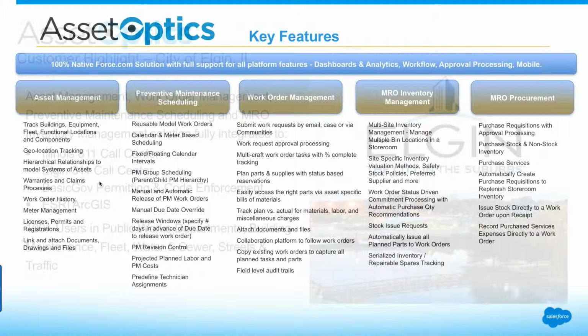I'm not going to go through every one of these bullet point by bullet point, but hit some of the key pieces. Within our preventive maintenance scheduling solution, we give you the ability to create a reusable model work order, and think of that as essentially a pre-planned work order, otherwise known as job plans. Those job plans can be linked to assets through a preventive maintenance scheduling process.